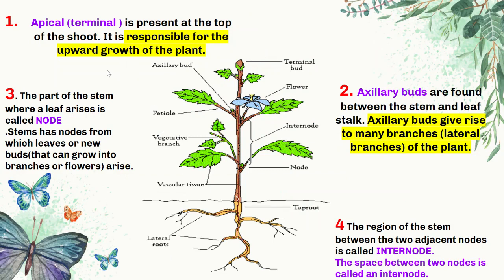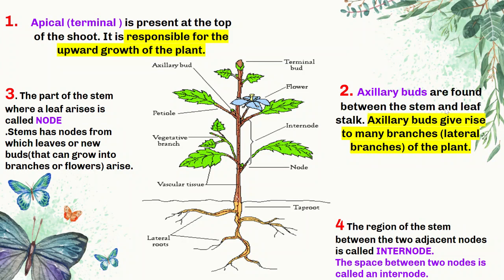What are apical buds? Children, they are also known as terminal buds, and they are present at the top of the shoot, and they are responsible for the upward growth of the plant. As you can see in the picture, this is the apical bud, also known as terminal bud, and it is responsible for the upward growth of the plant.